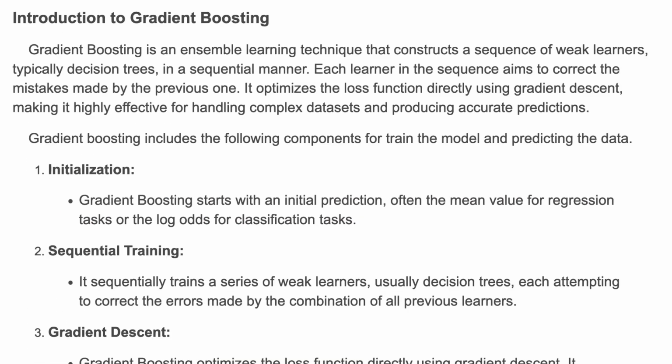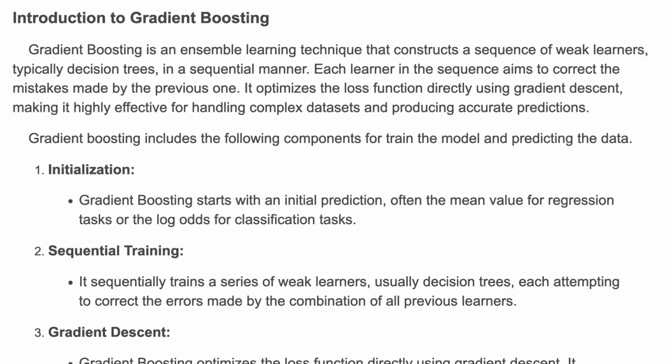Gradient boosting is an ensemble learning technique that constructs a sequence of weak learners, typically decision trees, in a sequential manner. Each learner in the sequence aims to correct the mistakes made by the previous one. It optimizes the loss function directly using gradient descent, making it highly effective for handling complex datasets and producing accurate predictions. Gradient boosting includes the following components for training the model and predicting the data.